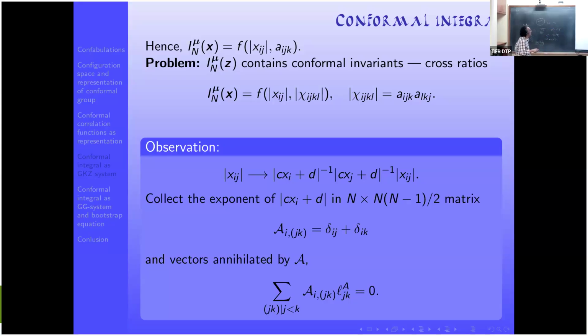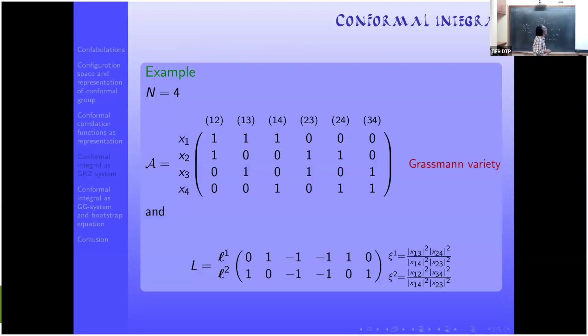I just collect this in a matrix, which will look like something. I'll call it a curly A, and we'll talk about vectors, annihilators, so basically null vectors of this. So here's an example of how it looks. For n equal to 4, I have 6 pairs of ij's: 1,2; 1,3; etc., up to 3,4.